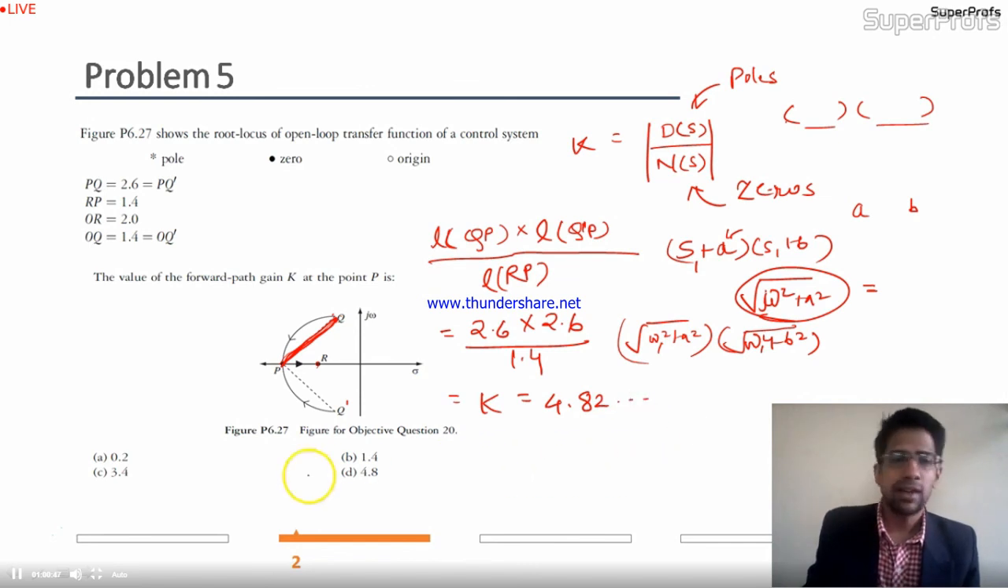So the only correct option is option D. I hope you have understood this problem. This is a very important problem. You found out the value of K from the given vectors or given magnitudes of the poles and zeros towards a particular point. So the correct answer is 4.8 in this case.